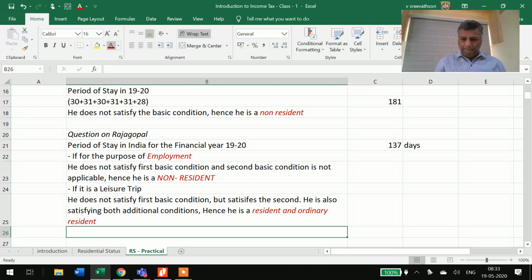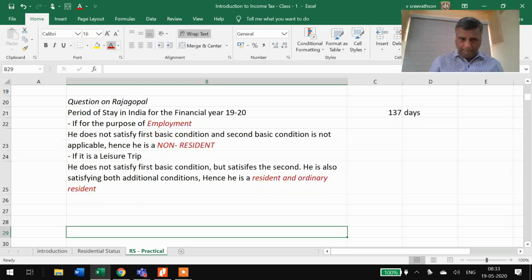Sir, his permanent intention of settling in Germany is not given, sir. If he is going for the purpose of employment, it is assumed. Permanently means not for lifelong, okay? That he is not going to return for some period of time. That is what it is. Okay, sir.